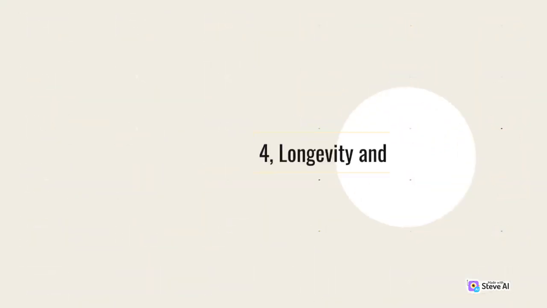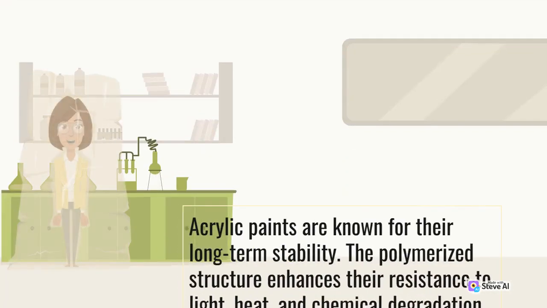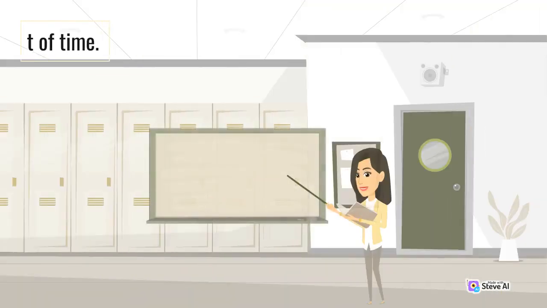4. Longevity and stability. Acrylic paints are known for their long-term stability. The polymerized structure enhances their resistance to light, heat, and chemical degradation, resulting in paintings that can withstand the test of time.